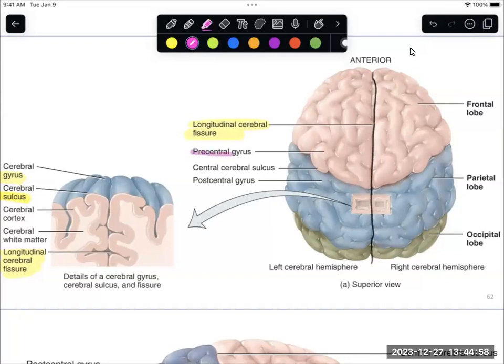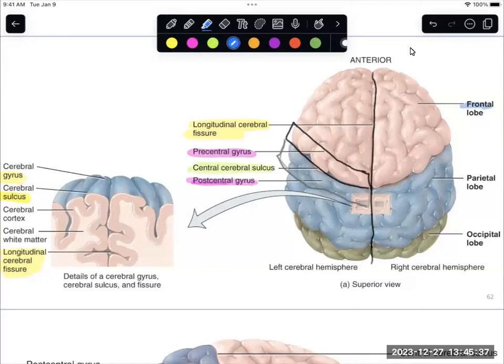Here is this precentral gyrus, which is just this area right here. We have our post-central gyrus. It kind of comes down from there. That is that post-central gyrus. And what separates that precentral gyrus from that post-central gyrus is that central cerebral sulcus.